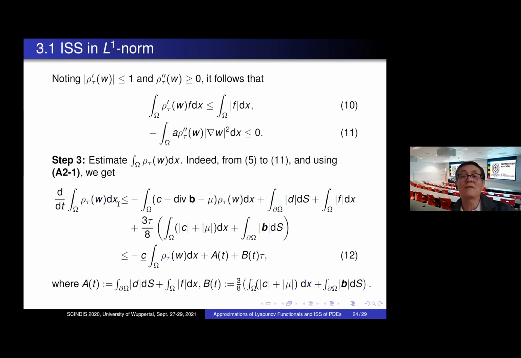So now, if we put everything together, we get the estimate of the time derivative of this function. Okay, we can rewrite it in two terms. The first is used to guarantee stability. A captures the norm of the disturbances F and D, and the B of t is a term with tau as a coefficient. Okay, we know that tau times B of t is a bounded time function.